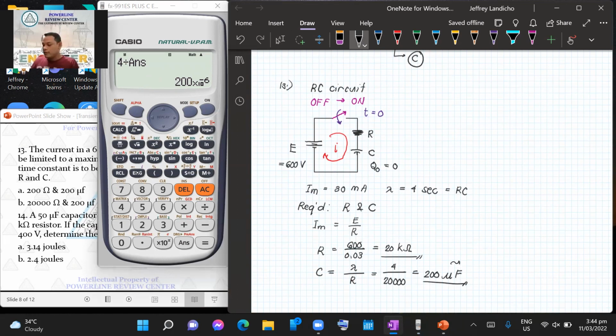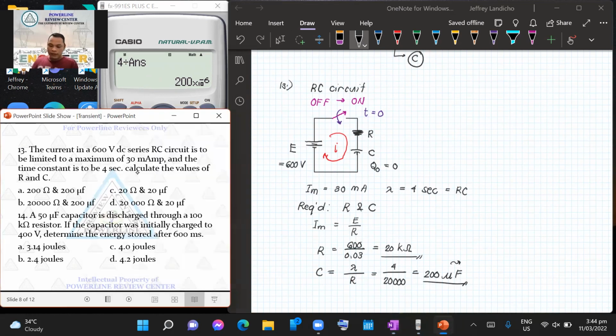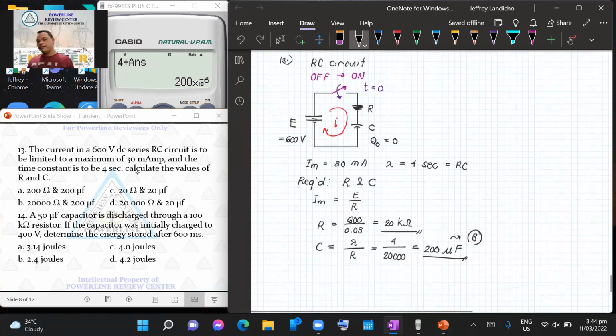So, nahanap na ng problem. But direct substitution na lang, basta kabisado mo na yung formula. 20,000 and 200. So, this should be baligtaran. Okay, kuha ba? So, iwan ko yung number 13. Number 14.